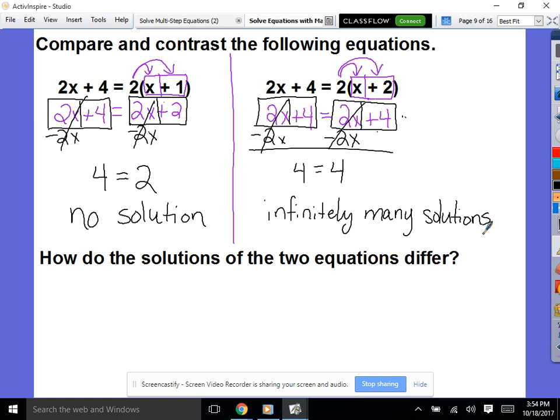So let's say we used the number 2. 2 times 2 is 4 plus 4 is 8. 2 plus 2 is 4 times 2 is 8. So any number you choose will satisfy that equation.